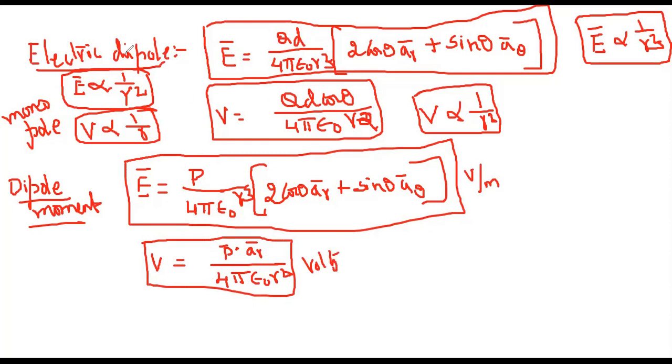The electric field intensity for the electric dipole is proportional to 1 by R cube, 1 by R square for the potential, and 1 by R on quadrupole and the octupole. It becomes 1 by R power 4, and so on. It increases. Got it, my students?